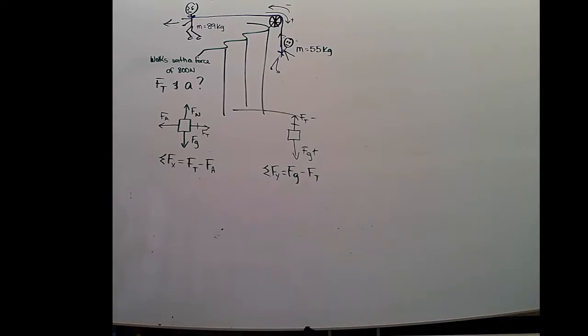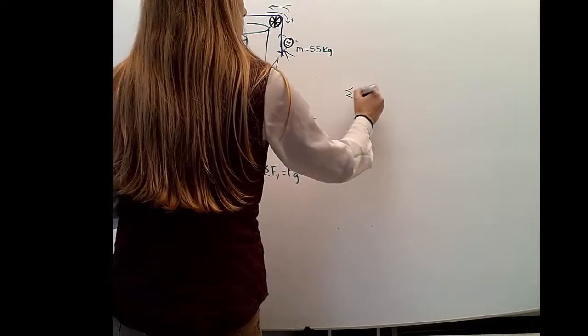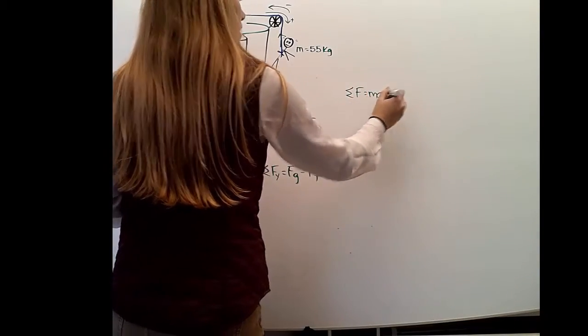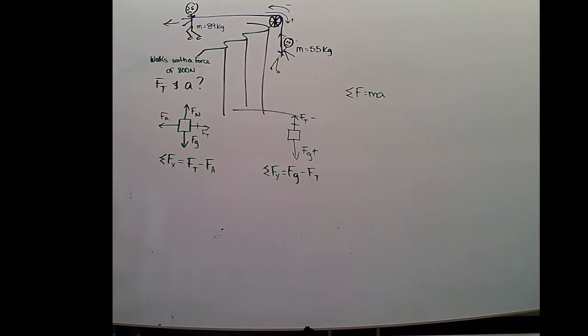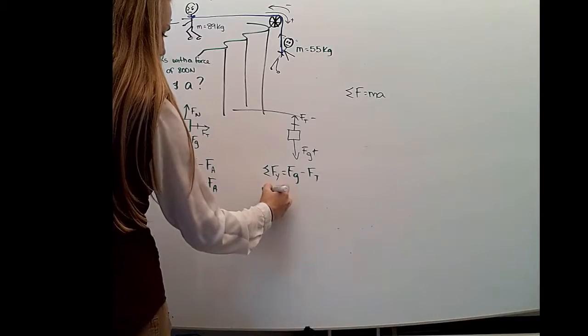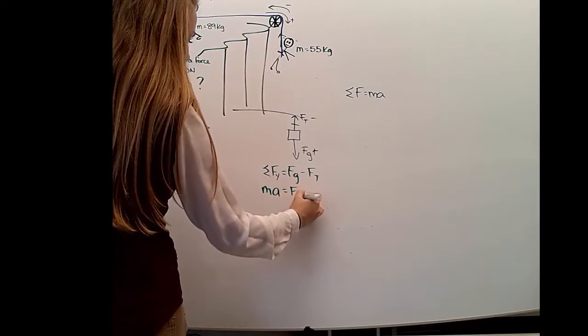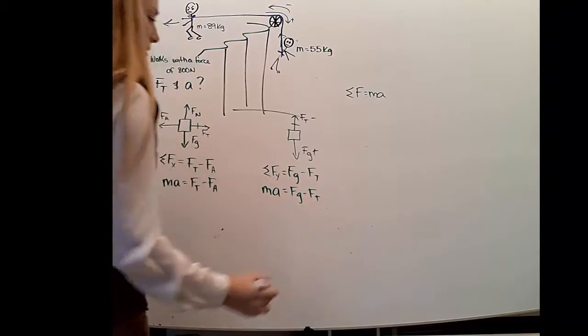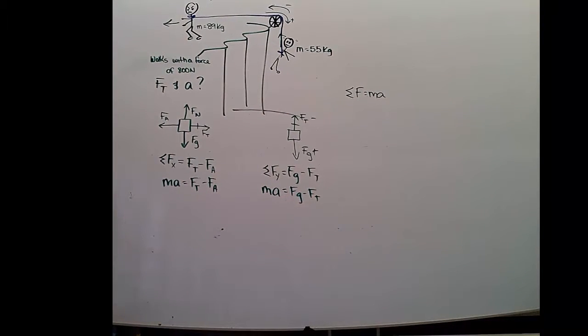Okay, so now we need to use our two equations as well as Newton's second law, which if you remember is sigma F equals ma, to calculate both the acceleration and the tension force acting on the men. So over here, instead of sigma F, I'm going to write ma equals Ft minus Fa. And then this equation will be ma equals Fg minus Ft. The basis of our physics is completed now, and we simply need to substitute in some numbers.